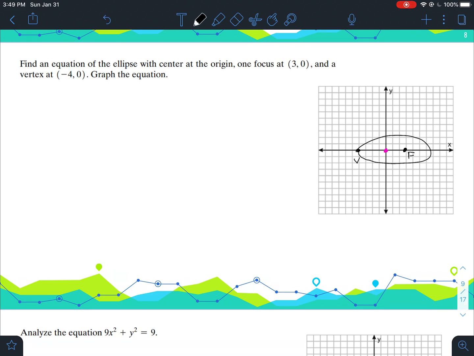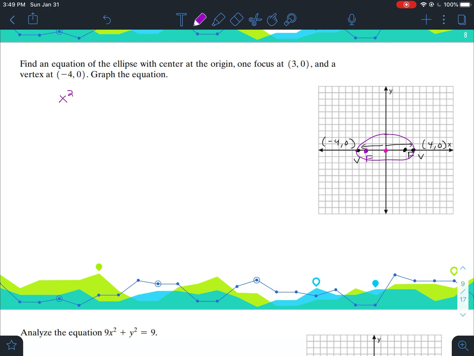So it's going to be a left and right ellipse. I guess we can find the second vertex. If one vertex is at -4, 0, then the other vertex has to be at 4, 0. So my other vertex is at 4, 0, and this one is -4, 0. Then my other focus should be at -3, 0. So again, we have a left and right facing ellipse.